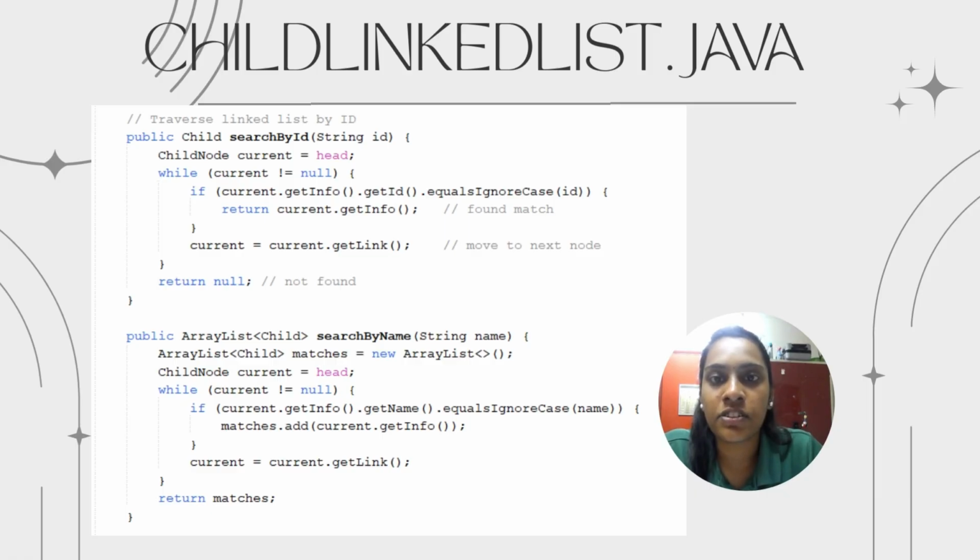Secondly, I'd like to explain search by name. It finds all children with the same name. It uses the same traversal pattern from head to end, and collects every matching name into an ArrayList because names are not unique, and matching is also case insensitive. So it returns the full list, which could be 0, 1, or many children. These two methods demonstrate classic singly linked list linear search using node linking. Thank you.